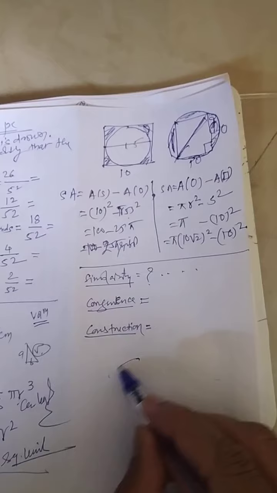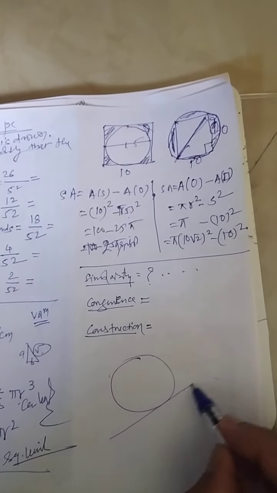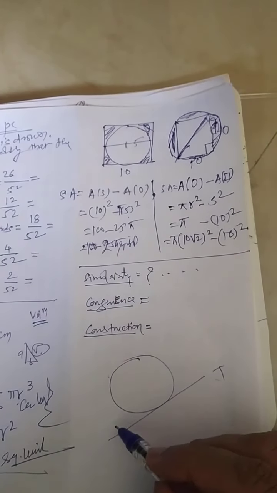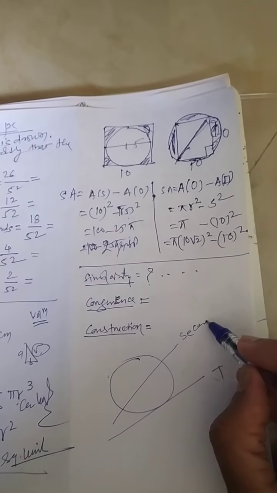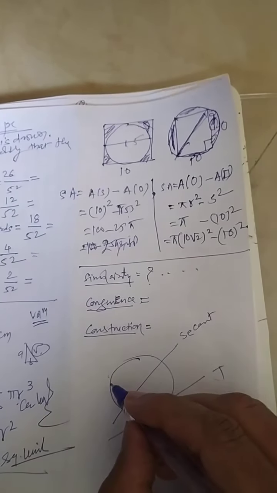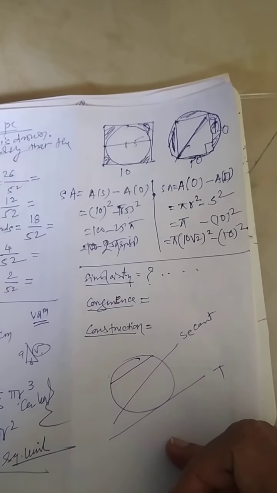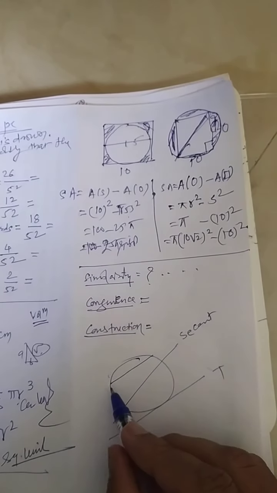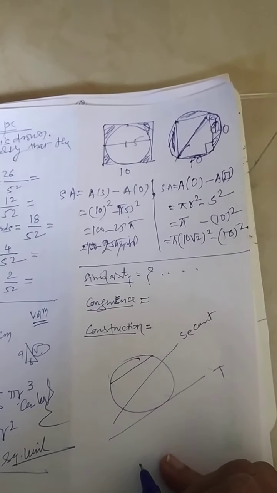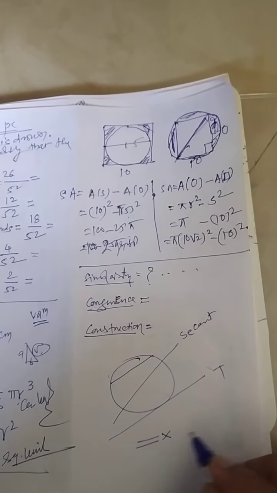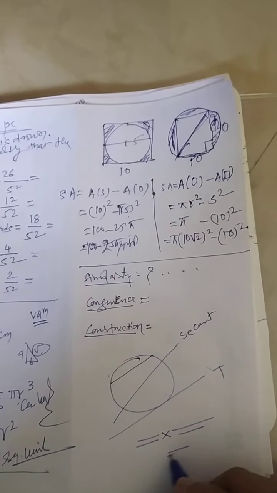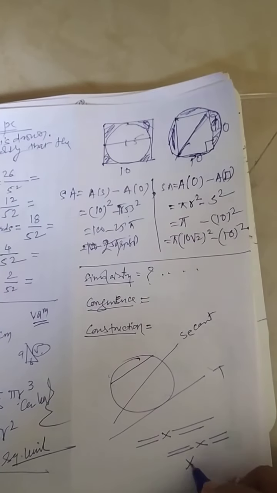Similarly, if this is a circle, this line is called a tangent. This line is called a secant. This part is called a chord. A chord that passes through the center is called a diameter, and so on. So basically, whatever you have learned in class 10th, you should be comfortable.